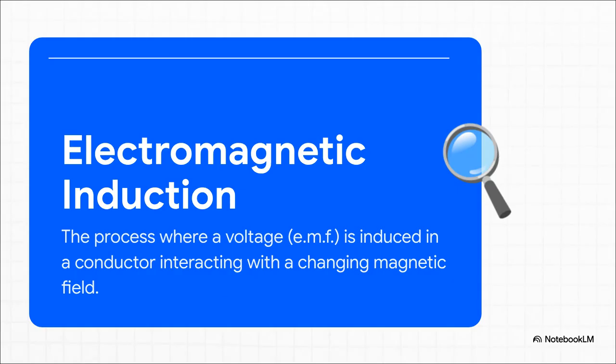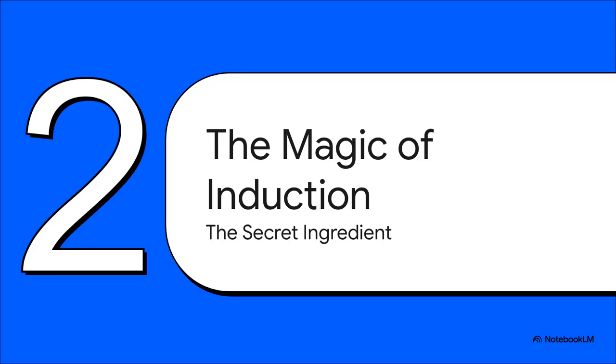The whole thing works because of a law of physics called electromagnetic induction. Now, the definition sounds a little technical, but the idea is actually pretty simple. You can create a voltage in a wire just by putting it in a changing magnetic field. And that word changing, that is the absolute secret sauce to everything we're about to talk about. So let's pull back the curtain on that secret ingredient. How does this so-called magic of induction actually work?